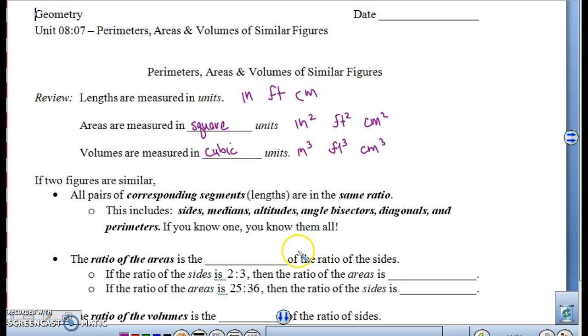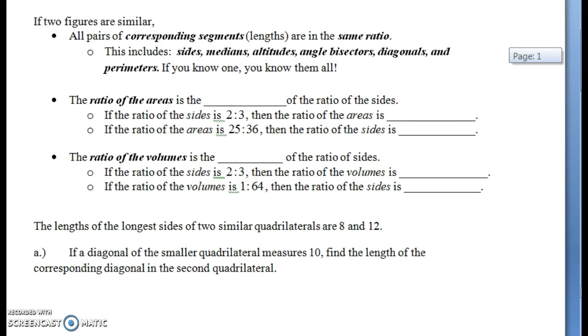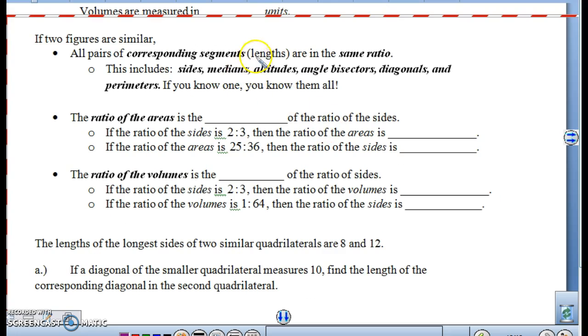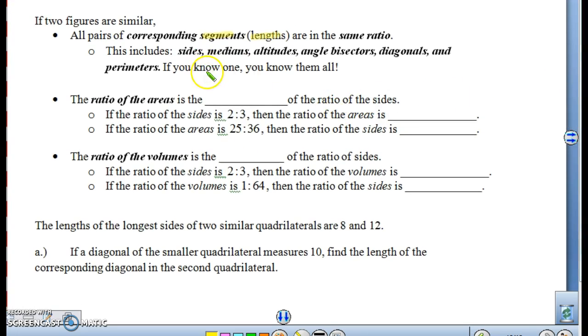That brings us to some interesting things about the ratios for similar figures. If two figures are similar, all pairs of corresponding segments are in the same ratio. Remember, segments would be lengths, so the units are going to be the same. If you have a side, that's a length. Medians are a length. Altitudes, angle bisectors, diagonals, and perimeters.